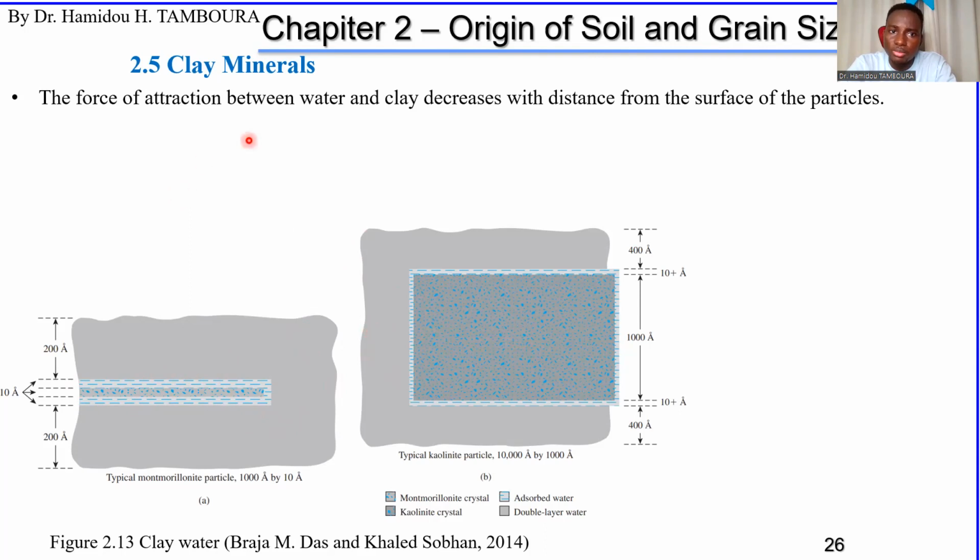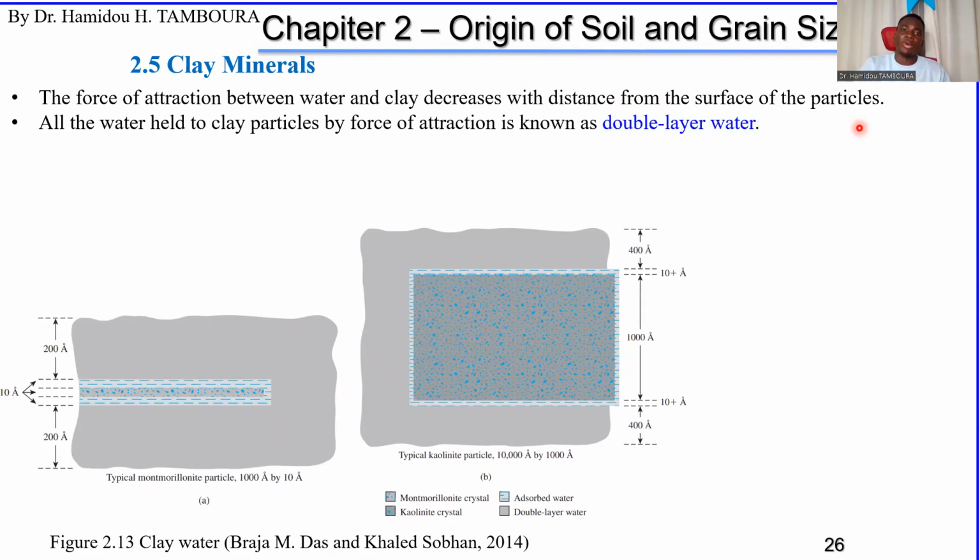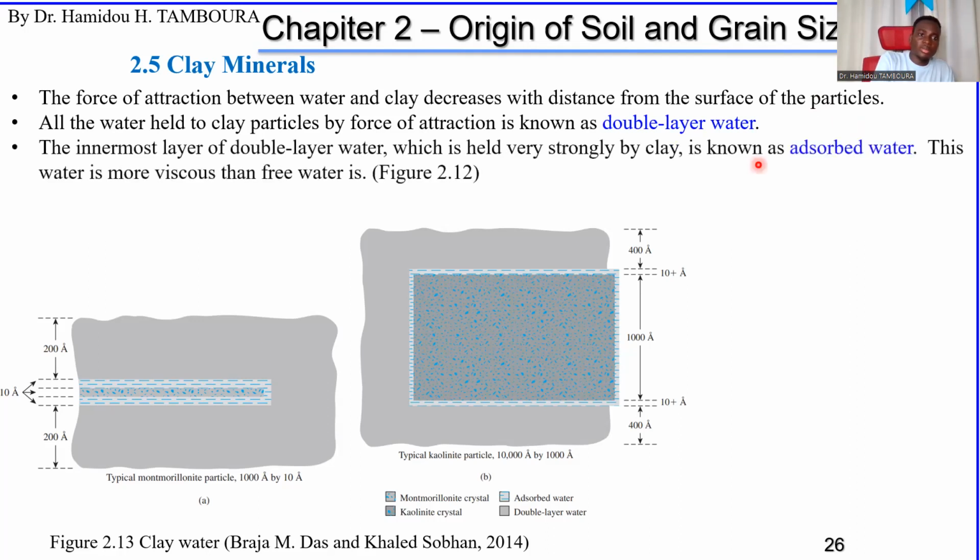So the force of attraction between water and clay decreases with distance from the surface, of course, of the particle, okay? So all the water held to the clay particle by force of attraction is known as double layer water. And the innermost layer of this double layer water, which is held very strongly by clay, is known as absorbed water. And this absorbed water is more viscous than free water.